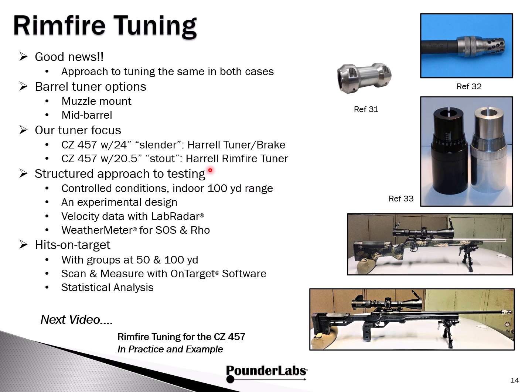Our approach experimentally is in controlled conditions. We're going to go to an indoor 100-yard range, get on a heavy bench. We're going to lay out an experimental design. We're going to get velocity data with the LabRadar. We're going to use a weather meter for our environmentals to get speed of sound and air density. And for hits on target, we're going to look at groups at 50 and 100 yards, scan and measure these with the OnTarget software and do our statistical analysis. This will all be covered in the next video called Rimfire Tuning for the CZ457 in Practice and Example. So hopefully you'll join us for that.